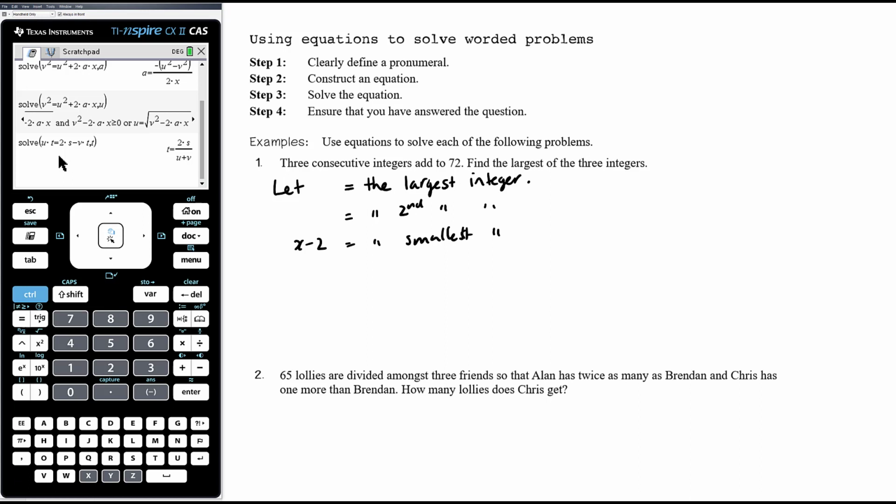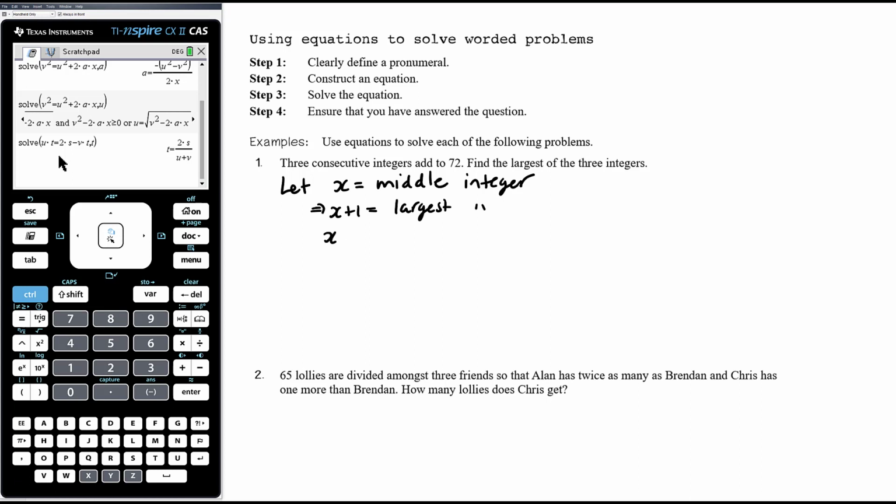However, to me it's actually easier to let x be the middle integer. And as I said, there's nothing wrong with the first option. I just like to set things up in a way that generates the simplest possible equation. So if I let x be the middle integer, that's going to mean that x plus 1 is the largest integer and x minus 1 is the smallest integer.